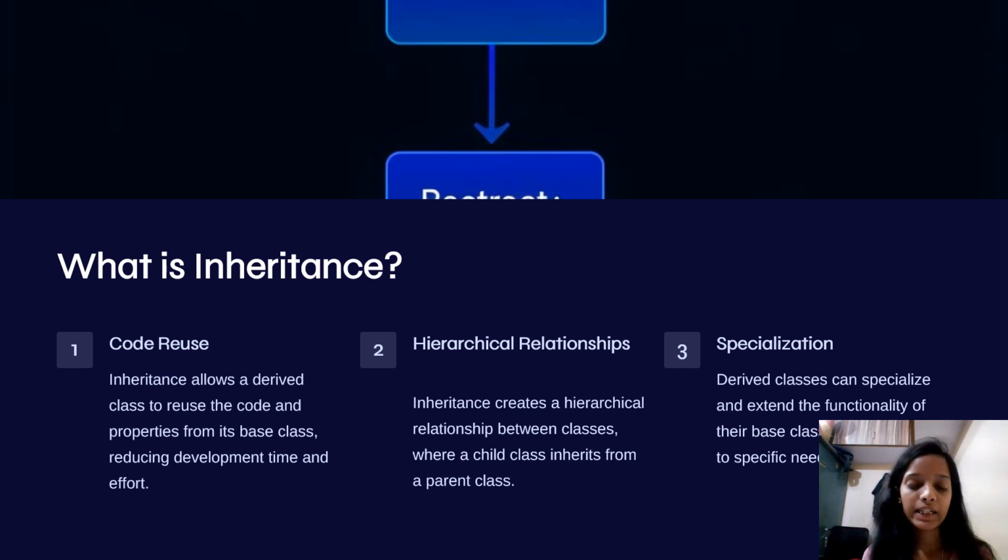What exactly is inheritance? Code reuse, hierarchical relationships, and specialization. Code reuse: inheritance allows a derived class to reuse the code and properties from its base class, reducing development time and efforts. Hierarchical relationships: inheritance creates a hierarchical relationship between classes where a child class inherits from a parent class. Specialization: derived classes can specialize and extend the functionality of their base classes, tailoring them to specific needs.